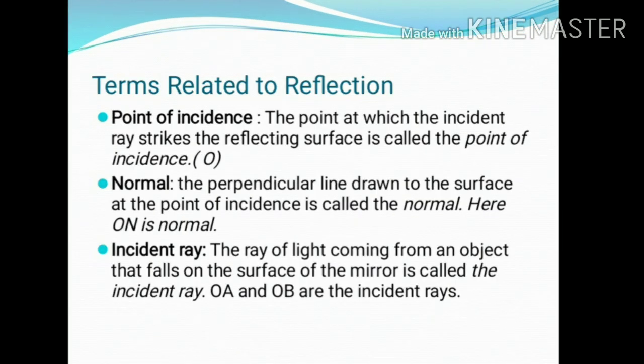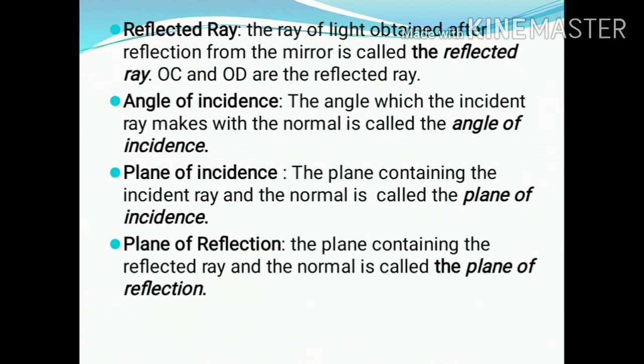Point of incidence. The point at which the incident ray strikes the reflecting surface is called the point of incidence. Normal. The perpendicular line drawn to the surface at the point of incidence is called the normal. Incident ray. The ray of light coming from an object that falls on the surface of the mirror is called the incident ray. OA and OB are the incident rays. Reflected ray. The ray of light obtained after reflection from the mirror is called the reflected ray.